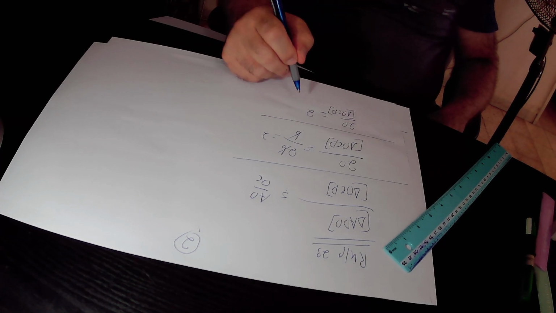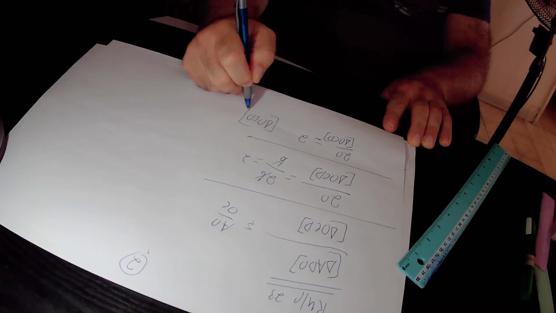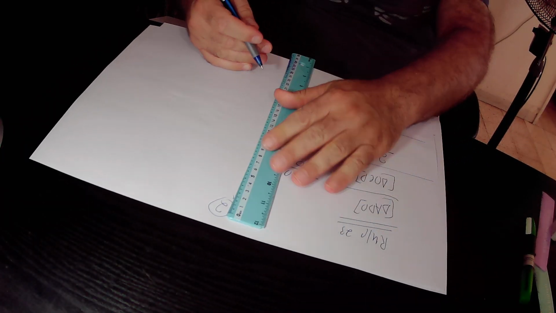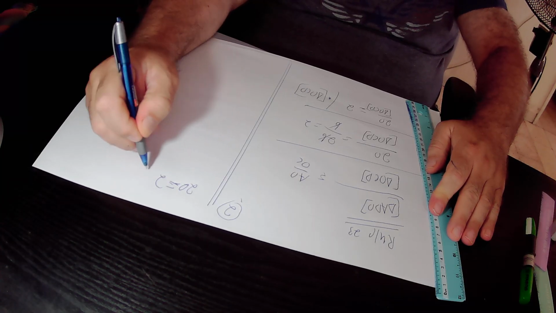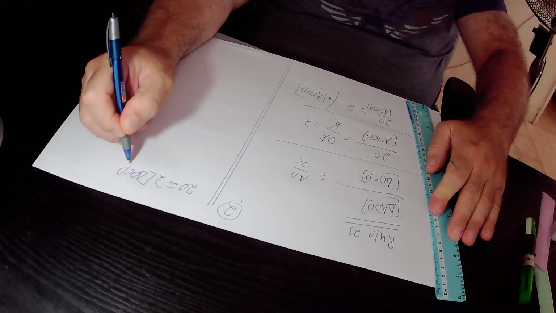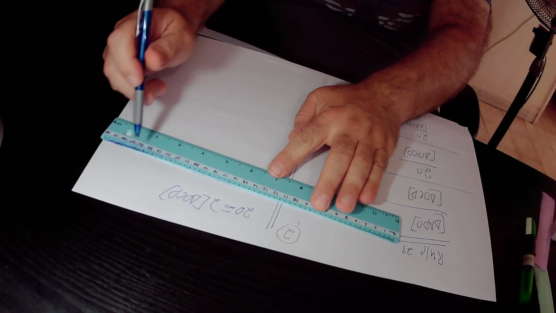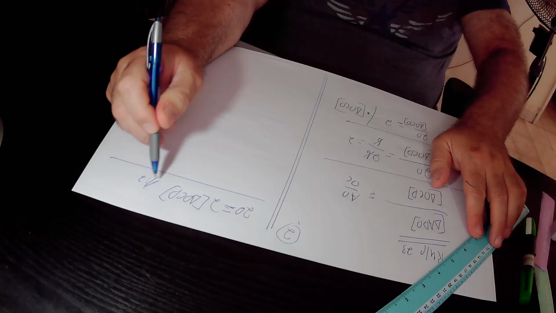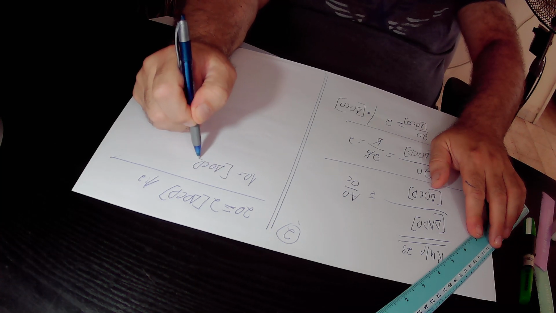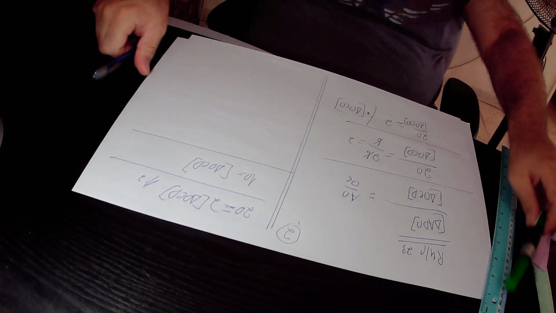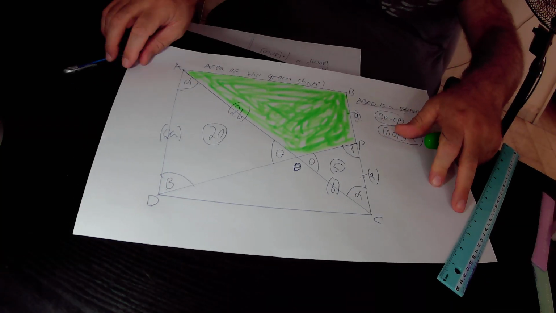So in total, we have found out that 20 over the area of triangle OCD is equal to 2. Here we multiply this equation by the area of triangle OCD, and we get that 20 equals 2 times the area of triangle OCD. Here we will divide this equation by 2, and we get that 20 over 2 is 10, so 10 equals the area of triangle OCD. That is to say, the area of triangle OCD is equal to 10 square units.